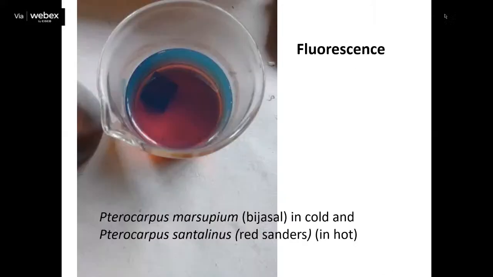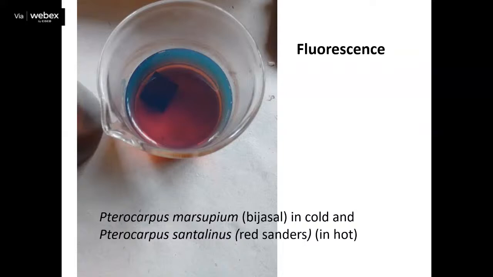And one more thing we test is fluorescence. This is not present in all woods, only in a few woods. For example, when we take Pterocarpus marsupium, trade name bijasol, and put a piece of wood in water, after 2 to 10 minutes it releases a yellow coloring matter. That yellow coloring matter dissolves in water. In one glass of water, we get a brown or yellowish color, and at the top we get a blue color. That we call fluorescence.